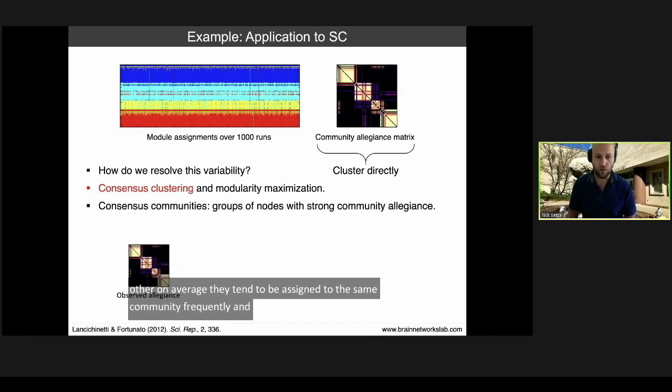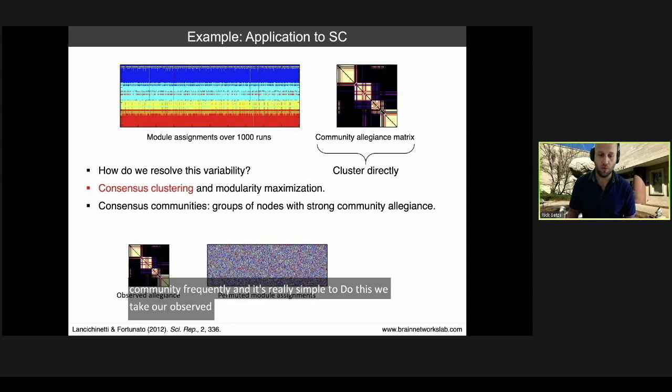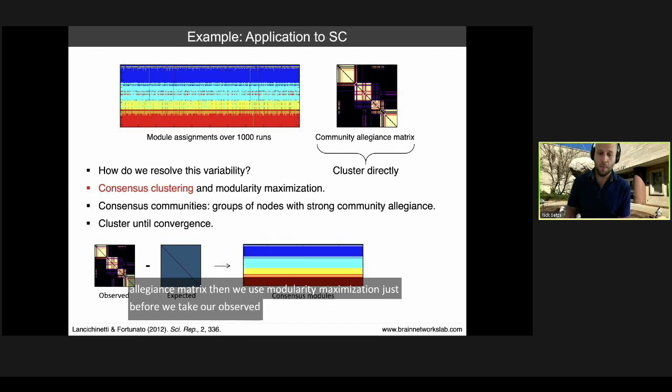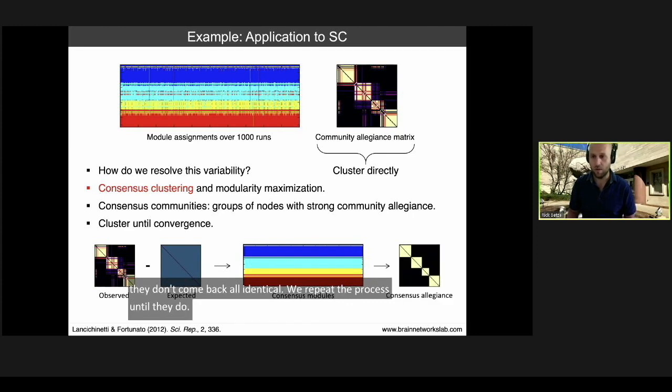We take our observed allegiance matrix, we randomly permute every node's module assignment and compute an expected allegiance matrix. Then we use modularity maximization just like before. We take our observed minus our expected, and then we define that to be our modularity matrix, run our Louvain algorithm, say 1,000 times, and the tendency is for those partitions to come back looking highly similar. If they don't come back all identical, we repeat the process until they do. Right, so we get a perfect consensus matrix, perfect allegiance matrix, where there's total consensus across all of the runs.